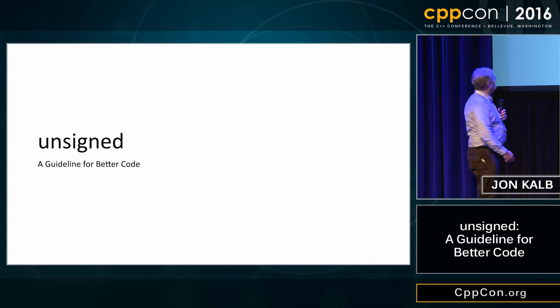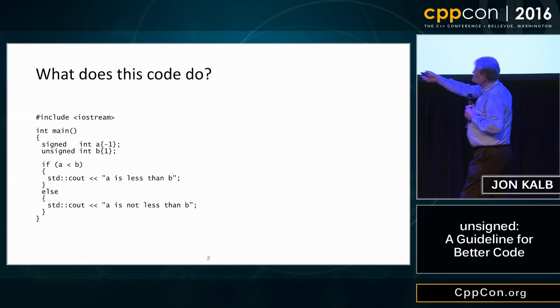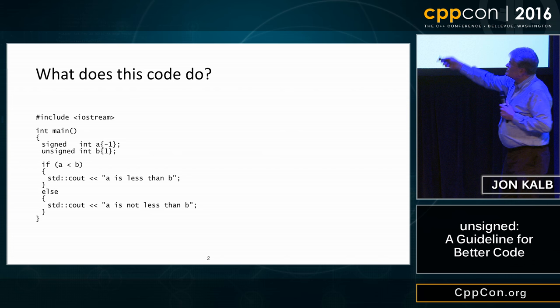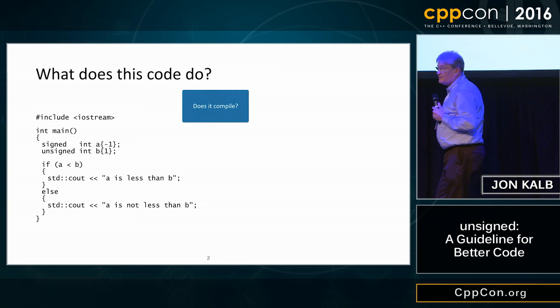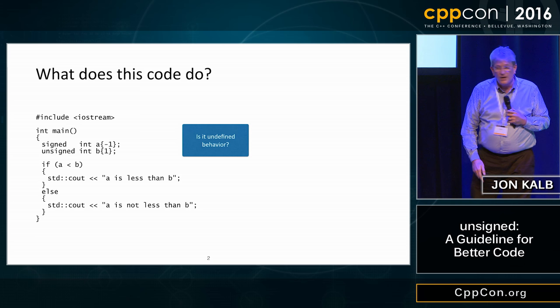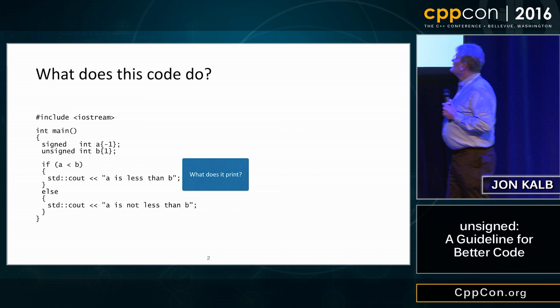So the question is, what does this code do? And because we are pressed for time, I'm going to tell you what it's going to do. It's going to compare a signed and an unsigned integer. And so we have some questions. The first is, is this going to compile? And yeah, it compiles. But is it perhaps undefined behavior? No, it's not undefined behavior. But the question is, well, what's it going to do? What is it going to print? It's going to print else. A is not less than B.